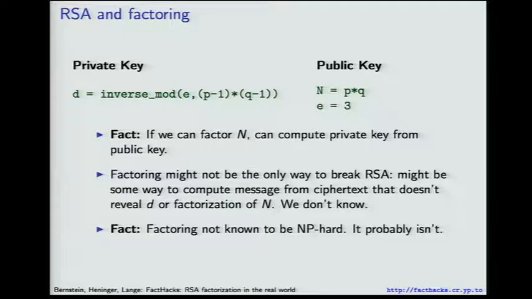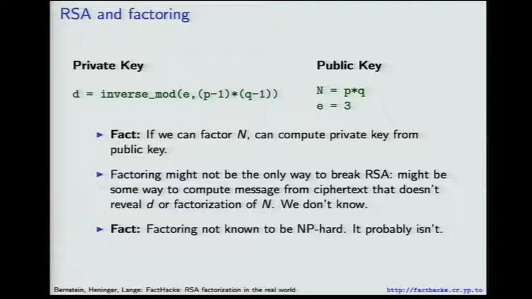Now you can see easily from the formula for the private key here that if you know how to factor n into its prime factors p and q, then you can just compute d, the decryption exponent, your private key. So clearly, if you can factor n, you can compute the private key. But we don't actually know that factoring is the only way to break RSA. So there might be some way that you can compute messages from ciphertext that doesn't actually reveal the private key. And there's no proof either way that this is or is not possible.